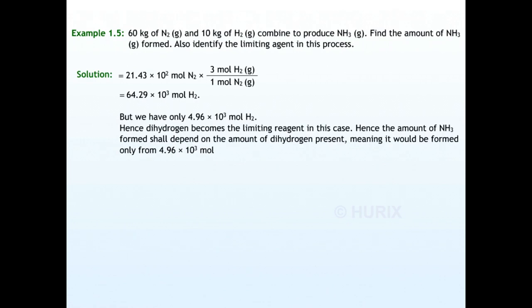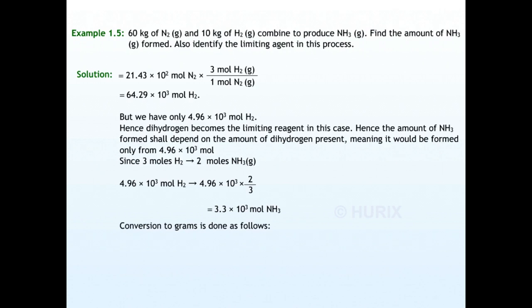Hence, the amount of NH3 formed shall depend on the amount of dihydrogen present, meaning it would be formed only from 4.96 into 10 raised to 3 moles. Since 3 moles H2 gives 2 moles NH3, 4.96 into 10 raised to 3 moles H2 gives 4.96 into 10 raised to 3 into 2 by 3 equals 3.3 into 10 raised to 3 moles NH3.